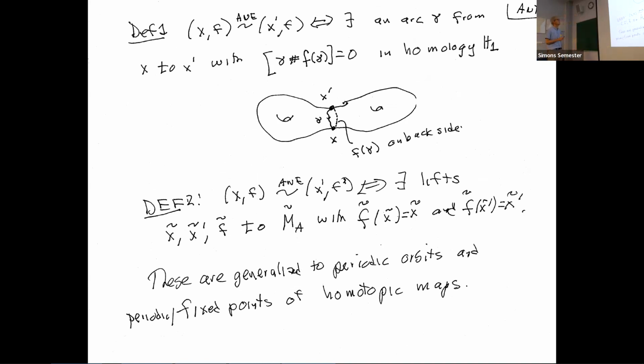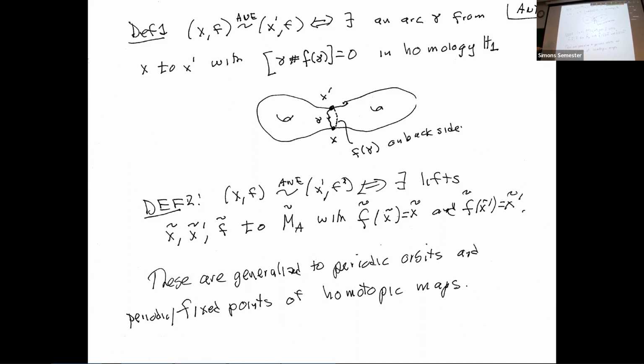So if things are Nielsen equivalent, first there's a definition with arcs. They're Nielsen equivalent if there's an arc between them such that the image of the arc is zero in homology. If you think about the homotopy version, that's the same as Nielsen equivalent, saying that the loop and its image is contractible. But here it's saying that it's homologous to zero. All right, so that's one definition.